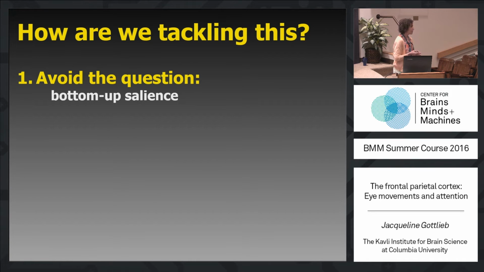So we already know that this doesn't explain a lot, right? In most task situations, the bottom-up input has a very weak effect on our behavior. I mean, you're not staring at the bright light on the ceiling all the time.